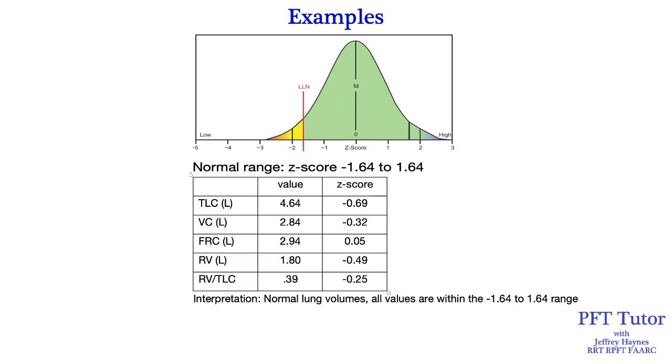So let's look at some lung volume data. In this lung volume table, you can see we're measuring the total lung capacity, the vital capacity, the functional residual capacity, the residual volume, and the residual volume to TLC. You can see that in all of these examples, all of the z-scores are really close to zero. A little bit above, a little bit below, but we're all around zero. So all of these would be considered average or near the predicted value. So these would be a normal panel of lung volumes.